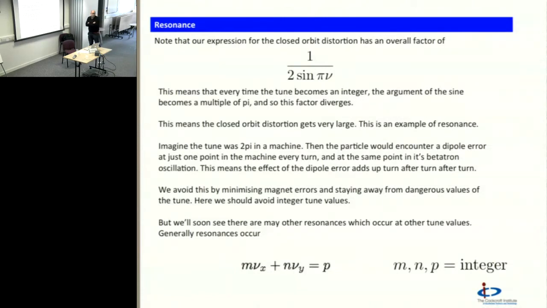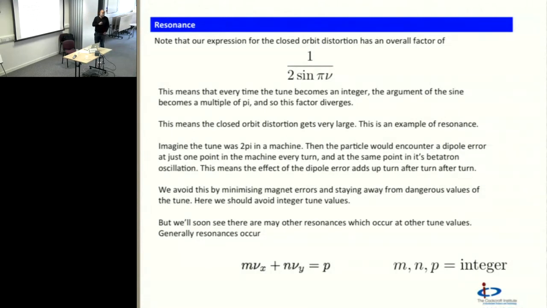Every time the tune, nu, is an integer, I get a divergence in this closed orbit distortion. That's our first example of a resonance. So let's be concrete. If nu was 2, so the tune was 2 in units of 2 pi, that means I have sine of 2 pi, which is 0. 1 over 0 diverges. So this offset to my betatron oscillations from the single dipole kick appears to get really big if the tune approaches an integer. So the closed orbit distortion gets very large, and that's an example of a resonance.